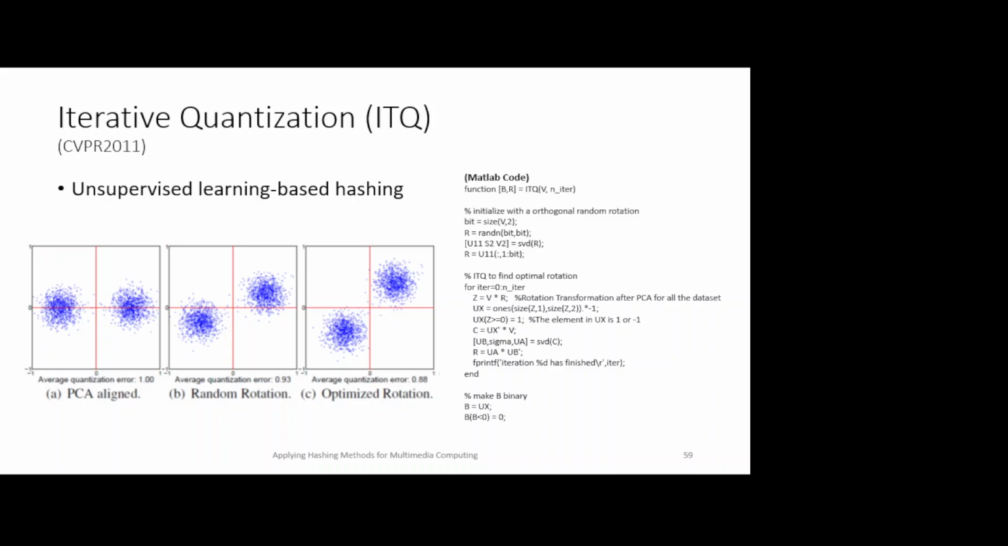The first method I introduce here is iterative quantization. It's called ITQ. ITQ was published in CVPR 2011. It belongs to unsupervised learning-based hashing, and this is the MATLAB code. The syntax of MATLAB is very close to Python, so you can easily translate it into Python code. You see, it's very compact, just a dozen lines. You can finish ITQ.